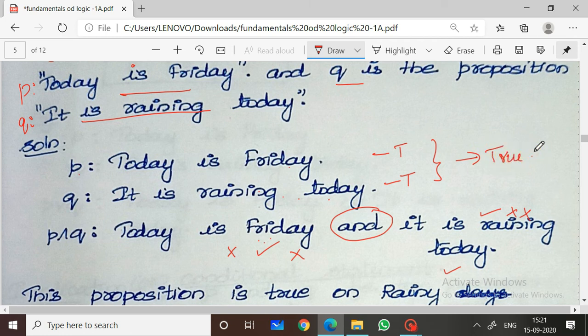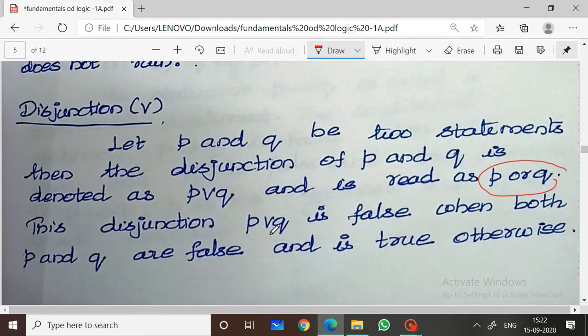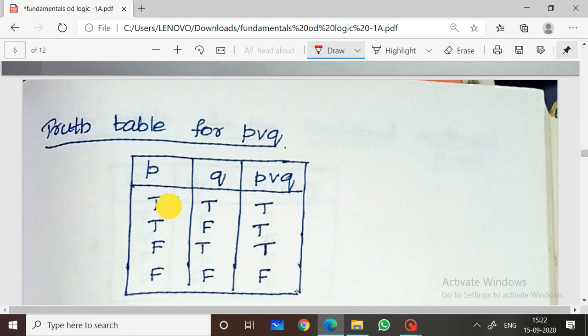Is it okay? Now the next topic is disjunction. Let P and Q be two statements. The disjunction is denoted as P or Q, and is read as P or Q. What is the truth table for the disjunction? See here, the truth table is as usual, T T, T F, F T, F F. Here P disjunction Q, we can say it as P or Q.